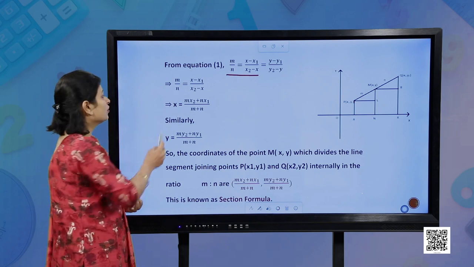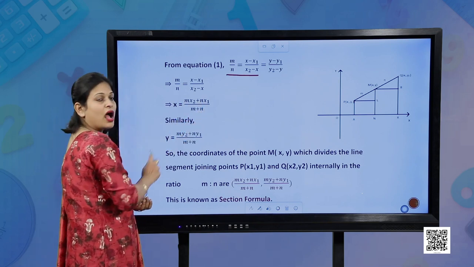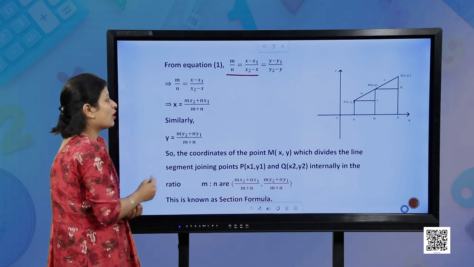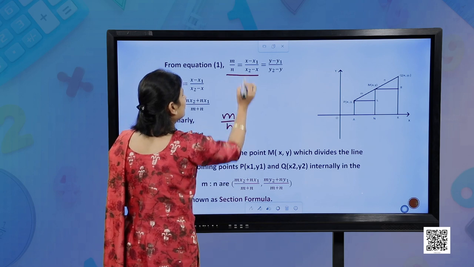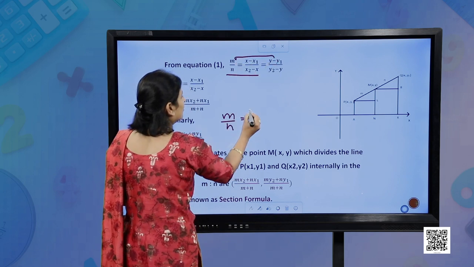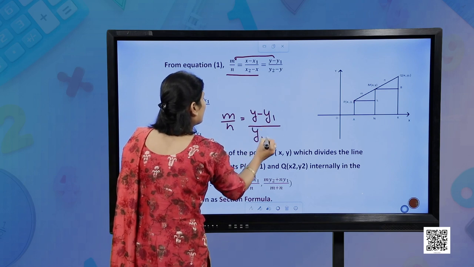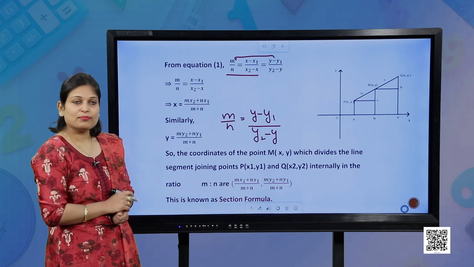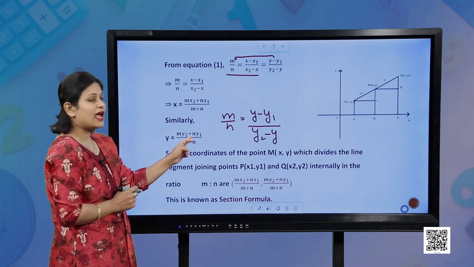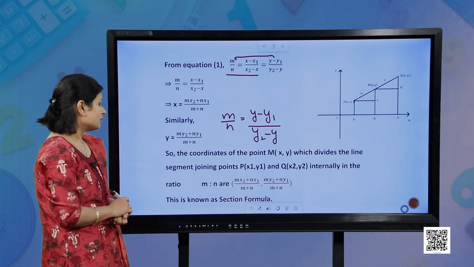Solve it for x. You will get (m x2 + n x1) upon (m + n). Now, if you solve for y, you have to consider this equation: (y - y1) upon (y2 - y). Solve for y, you will get (m y2 + n y1) upon (m + n).